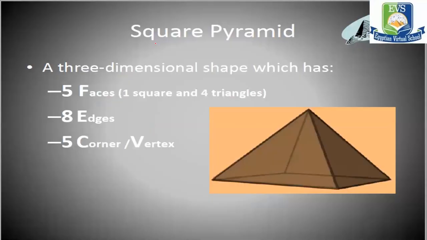The next shape is the squared pyramid. Why do we call it squared? We call it squared pyramid because the base of the pyramid is a square. The squared pyramid has 5 faces, 5 corners, and 8 edges.